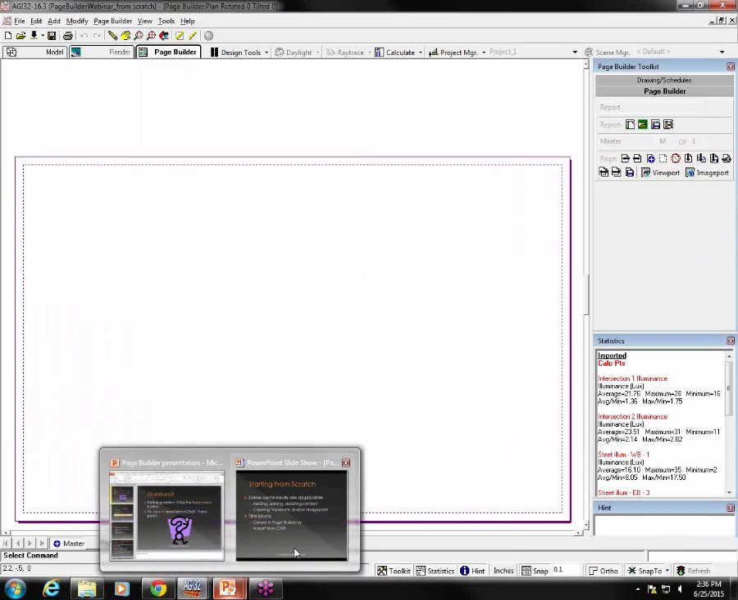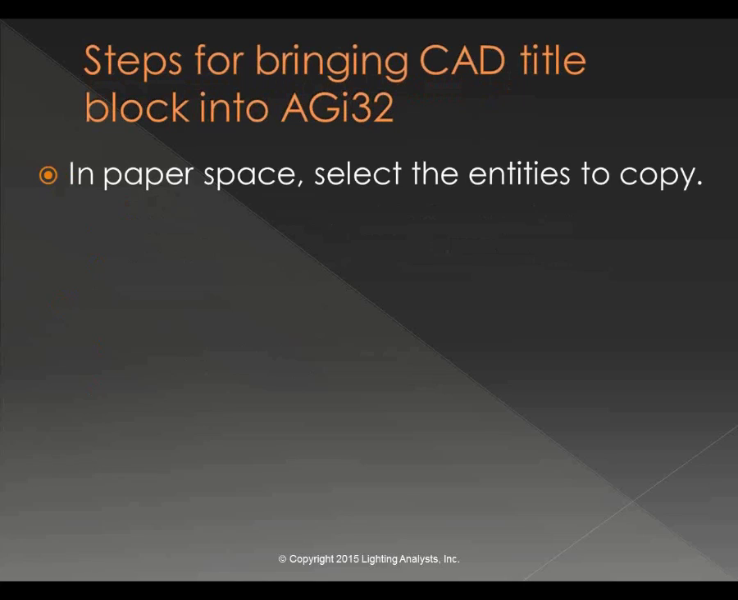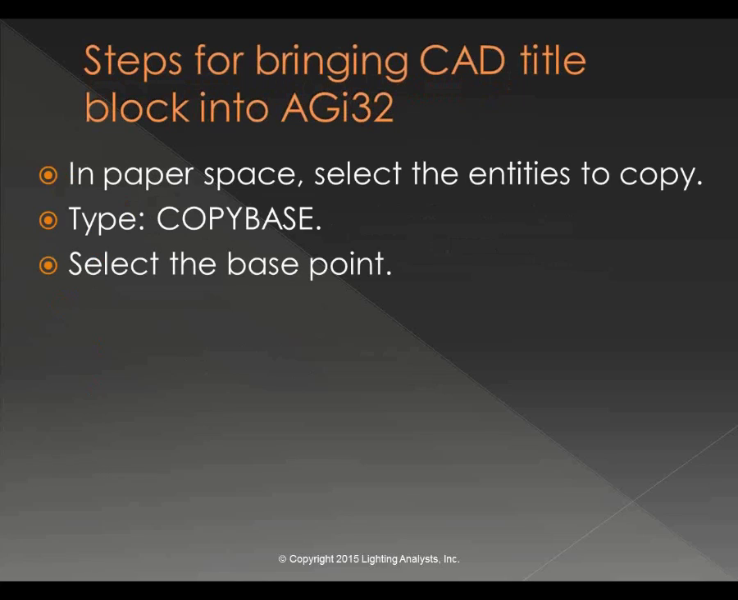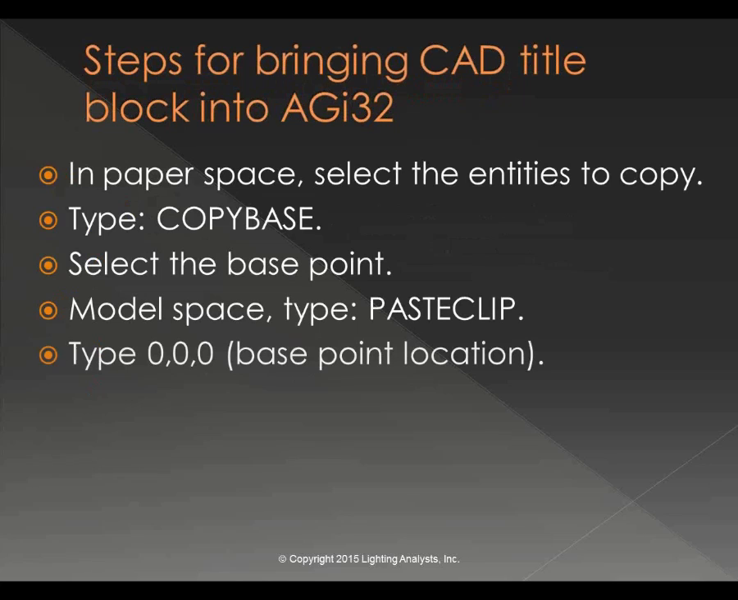Going back to the PowerPoint here, this is a brief list of the steps. In Paperspace, I select the entities to copy. I type the command copy base. I select the base point. That might be the lower left corner, for example. In Model Space, I type paste clip. Then I type 0,0,0. That's where I want the base point that I selected two steps ago to be placed.